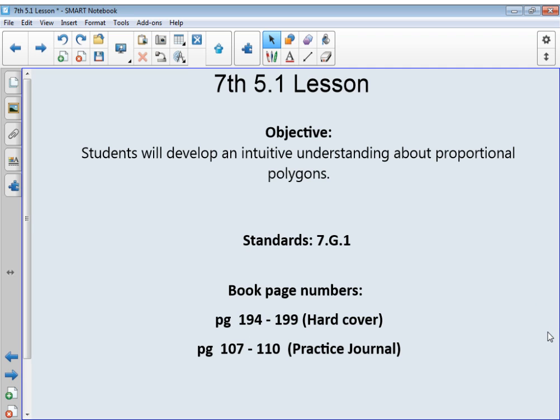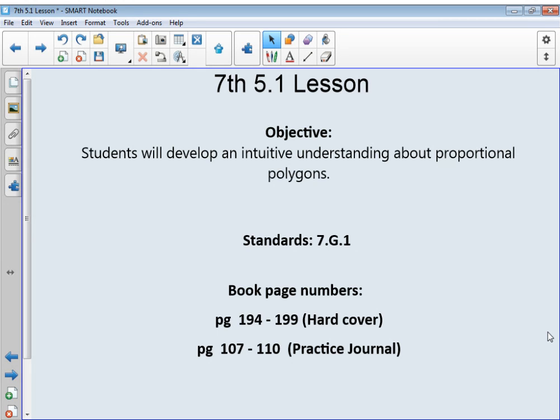This is 7th grade lesson 5.1. Students will develop an intuitive understanding of proportional polygons. Once again, our standard is 7G1. Our hardcover book pages are 194 through 199, and the practice journal is pages 107 through 110.